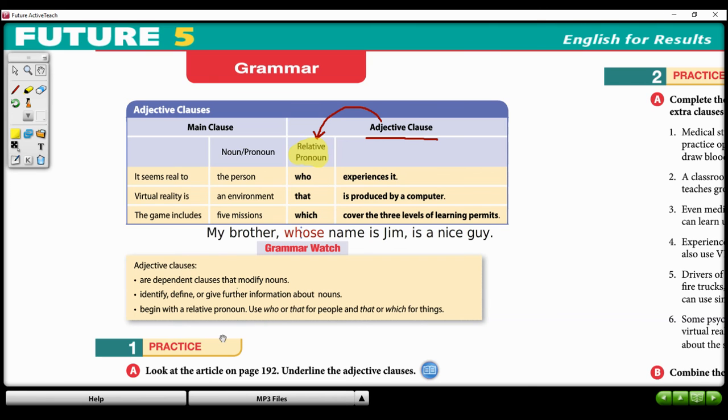Okay, so we're going to go to Blackboard now, and I'm going to ask you to look at a document with me.